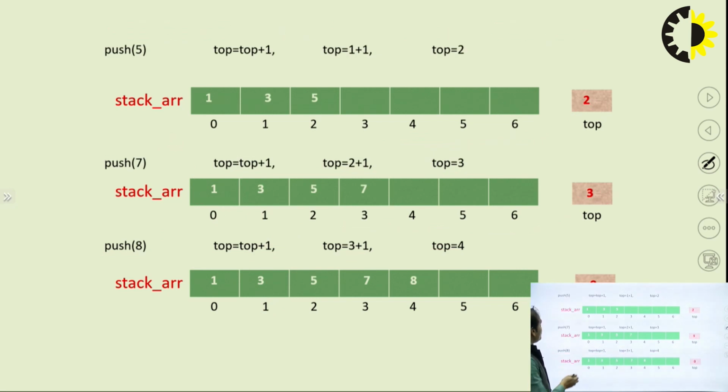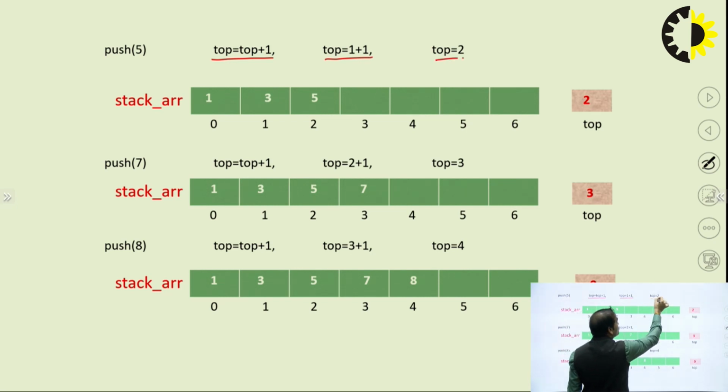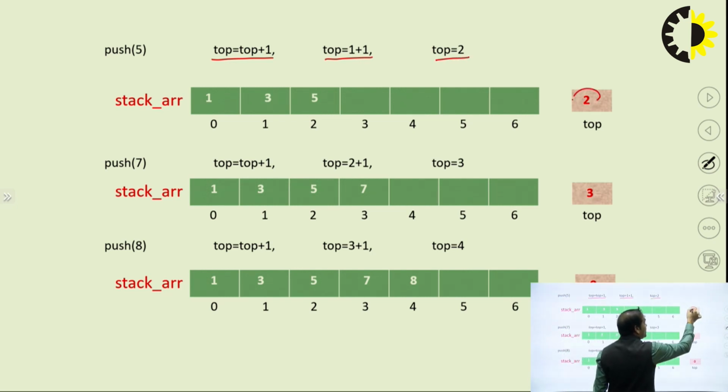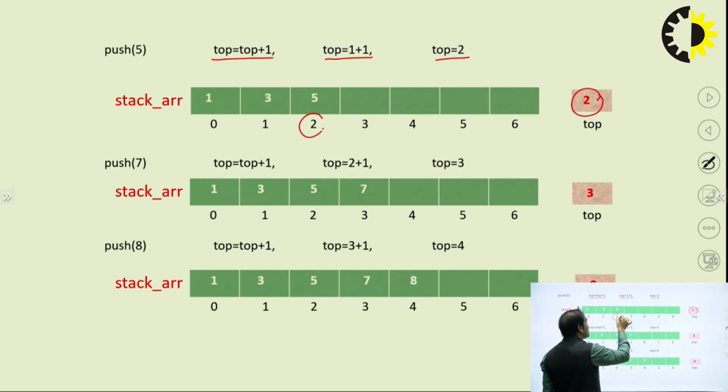Next, we want to push 5. First, we increase the value of top by 1. Top is now containing 1, 1 plus 1 equals 2. Here, the top contains 2. At the second position, we insert the value 5.